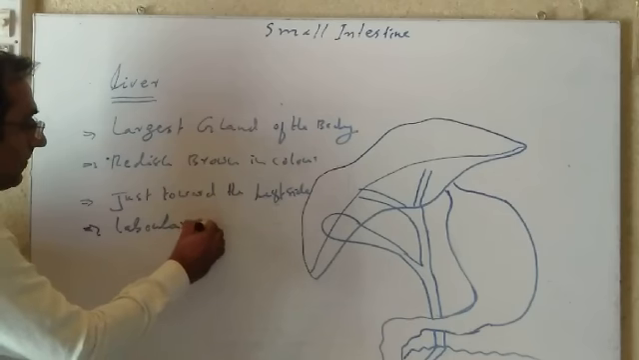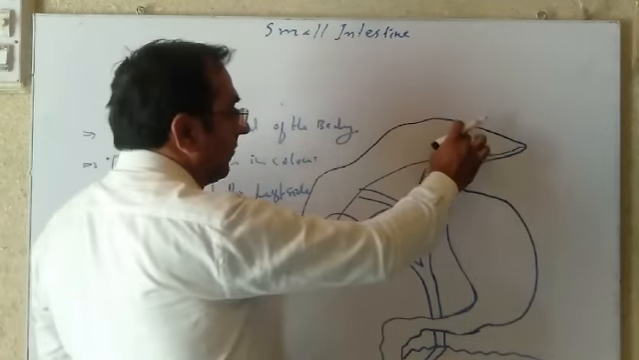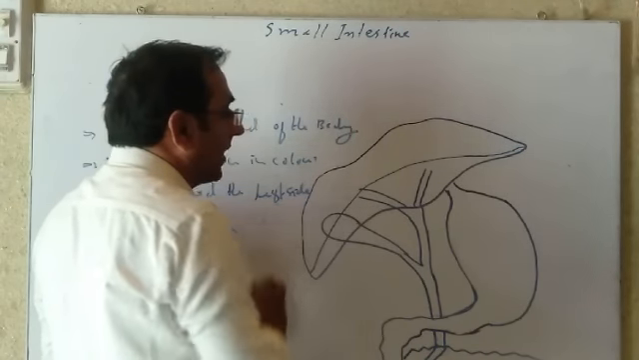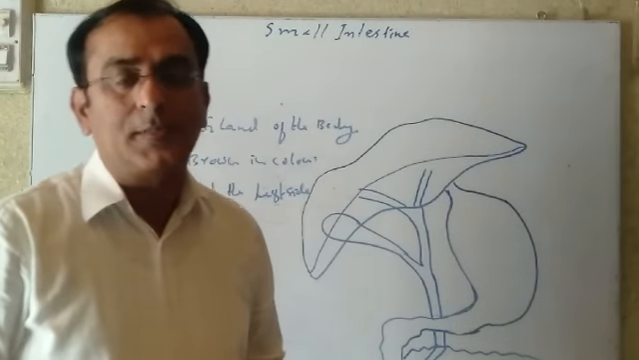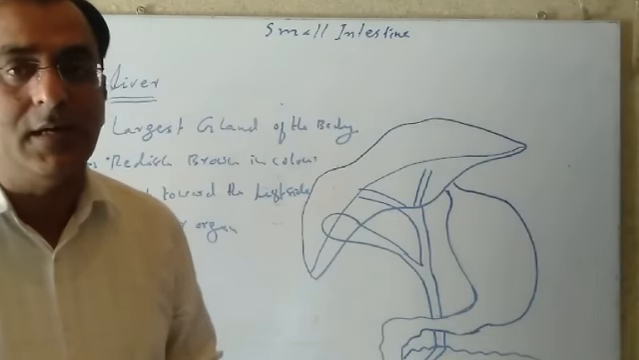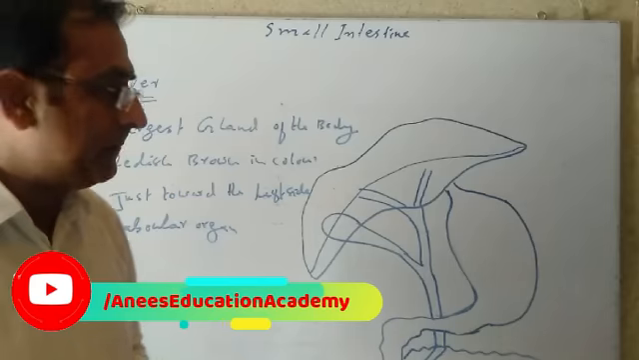Liver is a lobular organ. It consists of two lobes. One is the small lobe, the other one is the large lobe, and the large lobe is further divided into two lobes. These lobes are connected to each other through the connective tissue known as the ligaments.